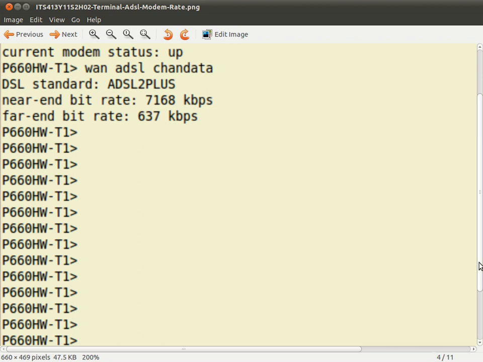Note that the data rate can go up and down. I pay for, I think it's advertised as 6 megabits per second download. It's actually 7,168 kilobits per second download.